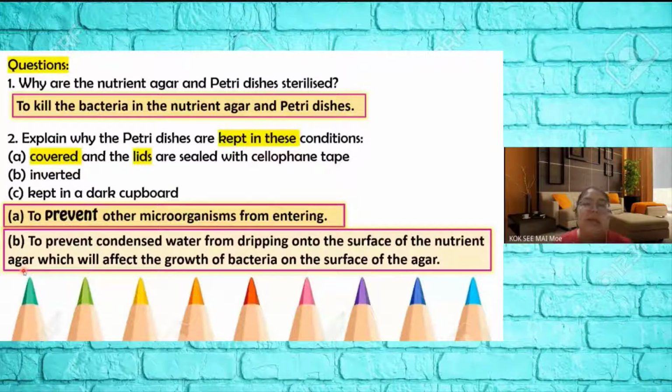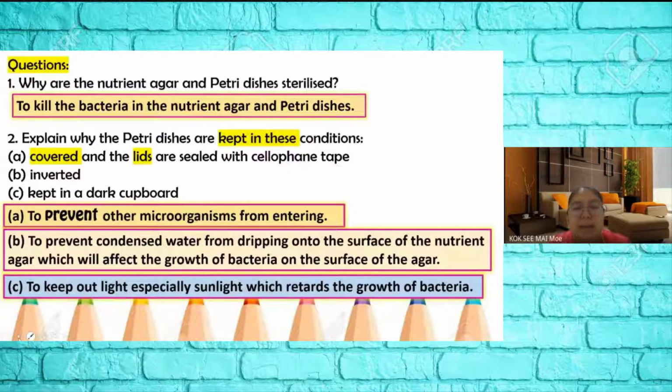See, they keep it inside the dark cupboard. Just now Kylie answered already, because they don't want the light. Normally bacteria grow in the dark area. So from here it is to keep out the light, especially the sunlight, which retards, meaning slows down, the growth of the bacteria. So we need to prevent that. That's why we cannot put it outside on the table or outside your classroom. We cannot do like this. Normally we keep it inside the dark area, because we want to increase the rate of growth of the bacteria. So this is the answer for number 1 and also number 2.